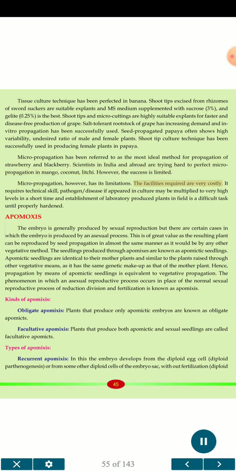Micropropagation, however, has its limitations. The facilities required are very costly. It requires technical skill. Pathogen or disease, if it appears in culture, may be multiplied to very high levels in a short time, and establishment of laboratory-produced plants in the field is a difficult task until properly hardened.